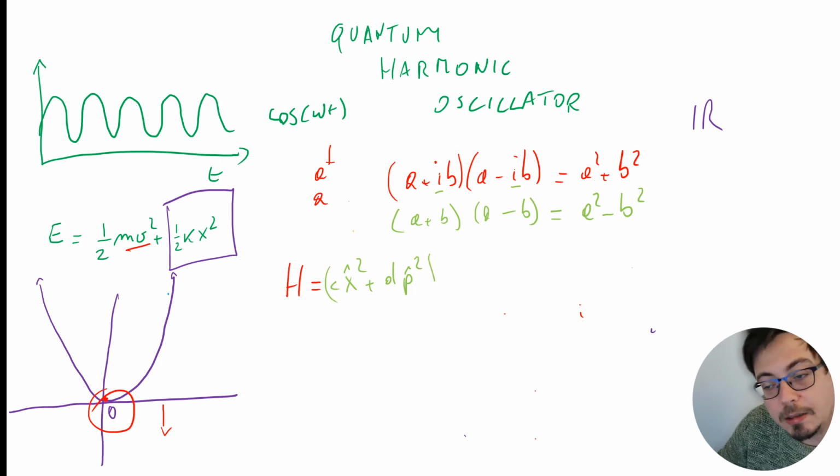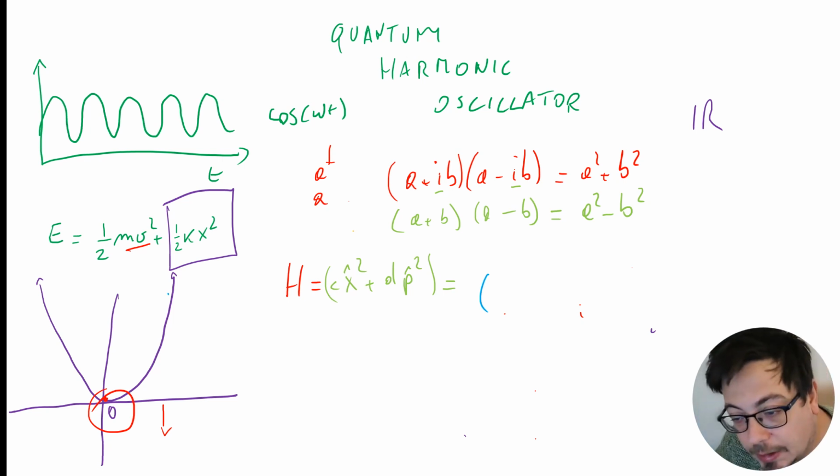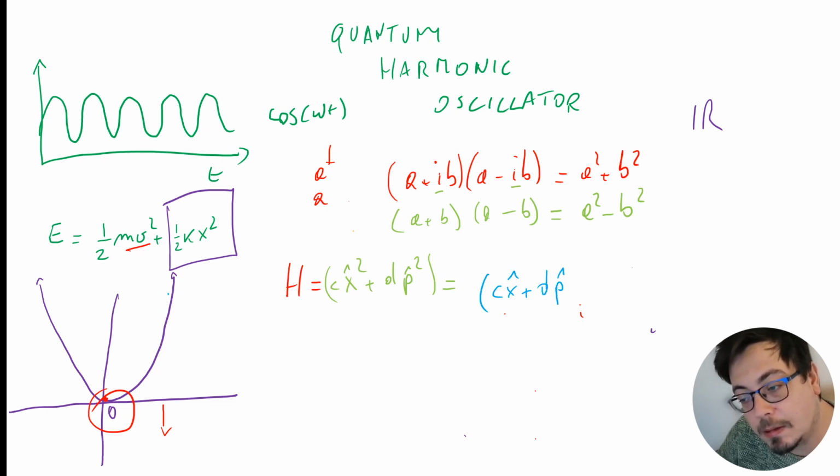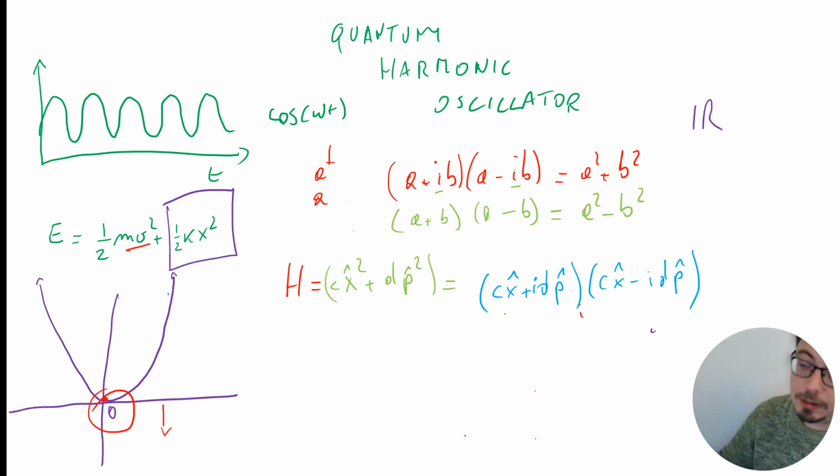Meaning that we can write it like this: cx plus dp, and then cx minus i dp. Now the constants, I will drop them, I will put them to 1, because we can renormalize everything at the end, it doesn't matter. I just want to show you the algebraic tricks that lead to the solution of the equation.